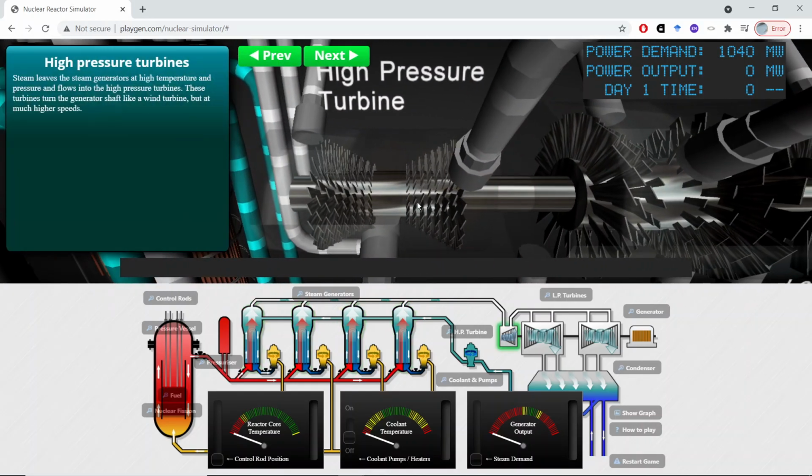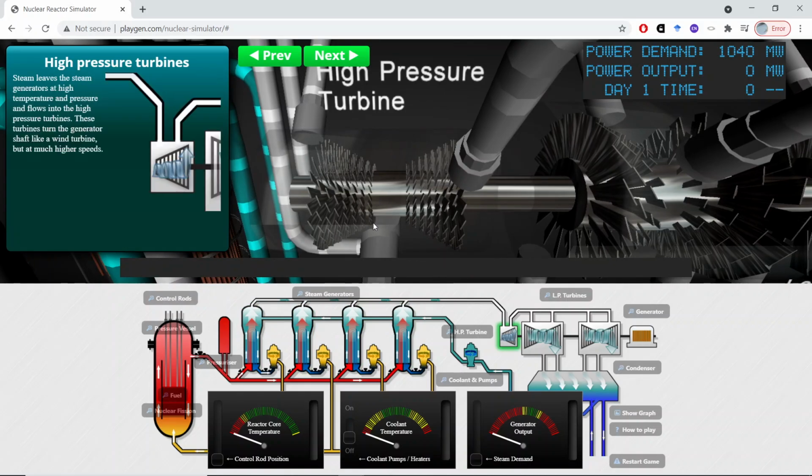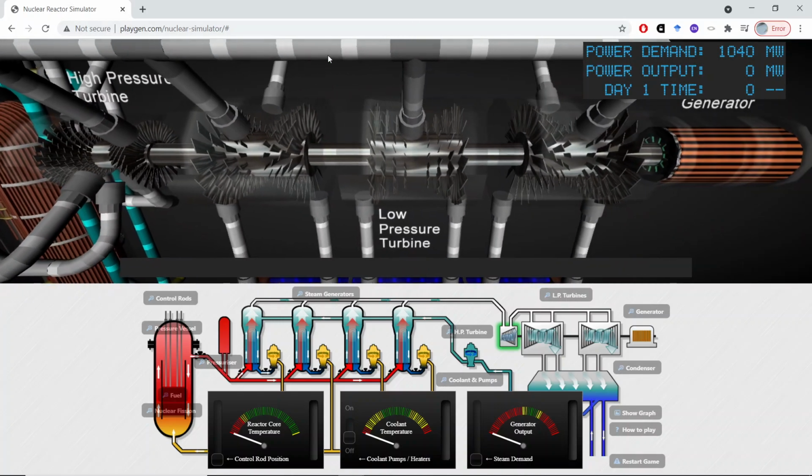And next, finally, we end up in the turbine with the high pressure part. The inlet of the main steam line will go to the high pressure part of the turbine, and to increase efficiency, the turbine has several parts, the high pressure and the low pressure. So these are in series.